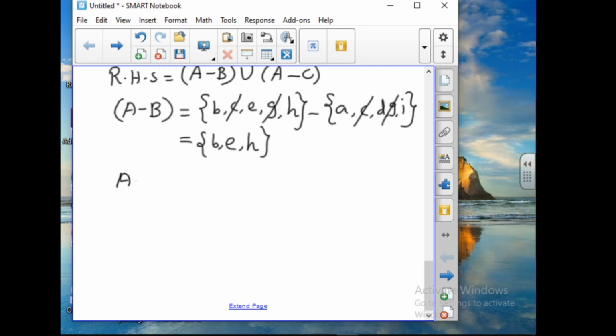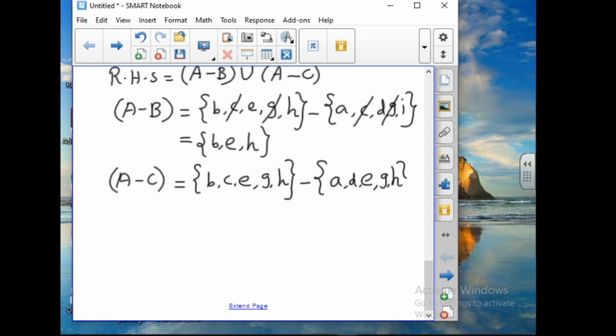Then next you have to find A difference C. A set is B, C, E, G, H. Difference C set is A, D, E, G, H. So common elements you have to eliminate. That is E is common. Then G, H also common. So what is the remaining element of A set? B and C. This is your A difference C.